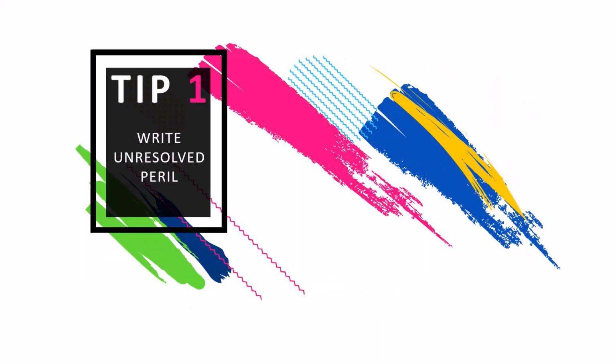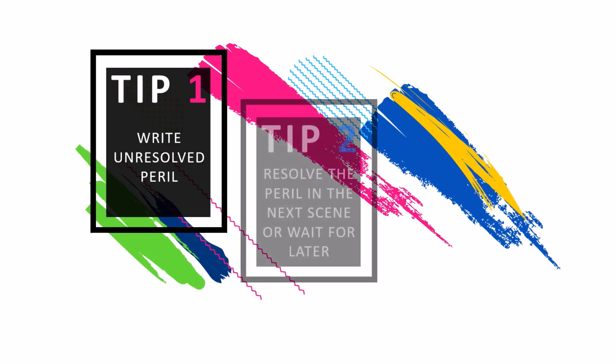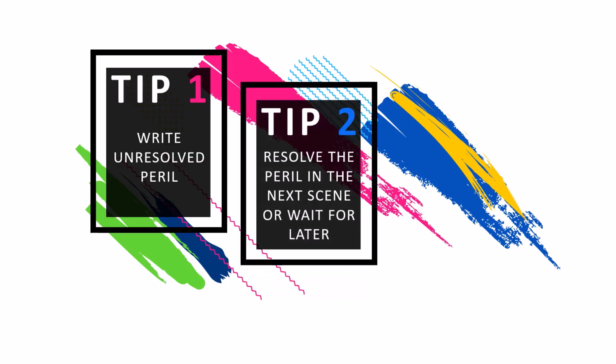The first is to write unresolved peril. That's what a cliffhanger is all about. You come to a certain part in the scene and you create tension, you create peril, you create a dire situation, and you don't resolve it. Now, you may resolve it in the next chapter, you may not resolve it for several chapters and keep the reader hanging. It's that anticipation, it's that need to know that keeps the reader reading. Now, you can resolve the peril, as I said, in the next scene or wait till later. You may want to keep your readers hanging for a while to really keep them in that cliffhanger tense situation.